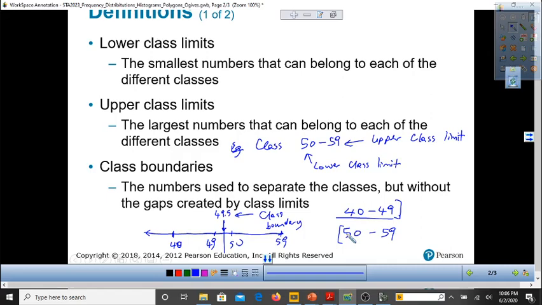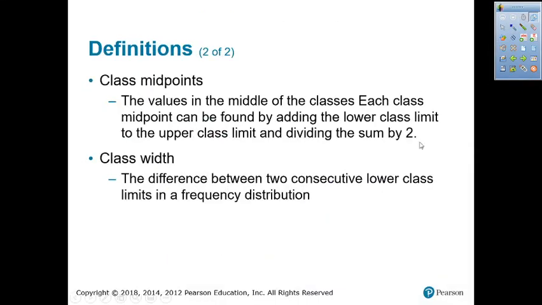The next type of value we're going to talk about here are the class midpoints. And the class midpoints are very important. The class midpoint is a value that would represent all the values in a class if we don't know specifically what values are in the class. The class midpoint is just the value in the middle of the class, and it's very simple to find. You just average the lower limit and the upper limit of a particular class.